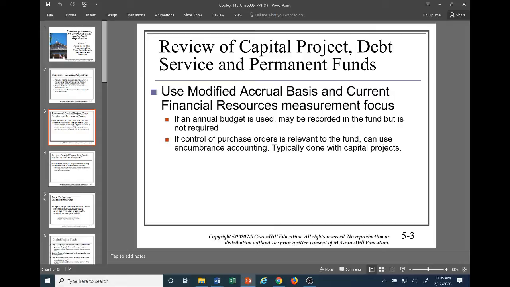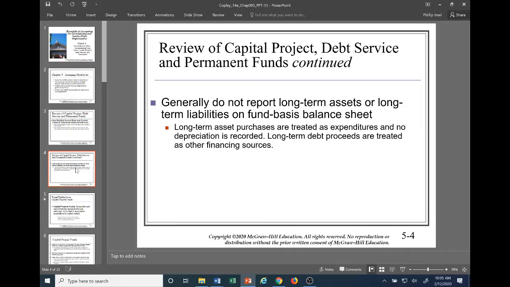If control of purchase orders is relevant to the fund, we can use it. We have the choice of using encumbrance accounting, and encumbrance accounting usually is done within the capital projects fund. So when we talk about control of purchase orders, all we're talking about is encumbrance accounting, right? Because when we place purchase orders, when we encumber the funds, we're controlling that budget by encumbering the funds so we don't overspend. So that's what they're talking about with control of purchase orders.